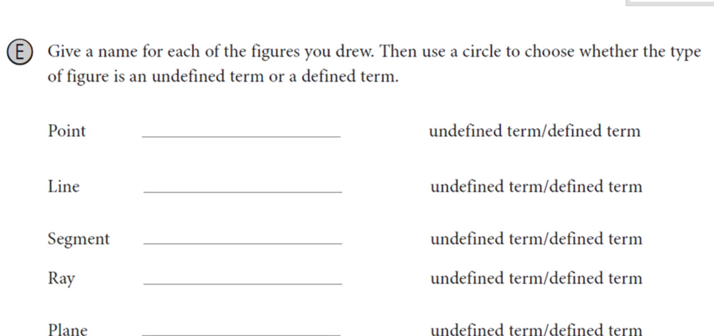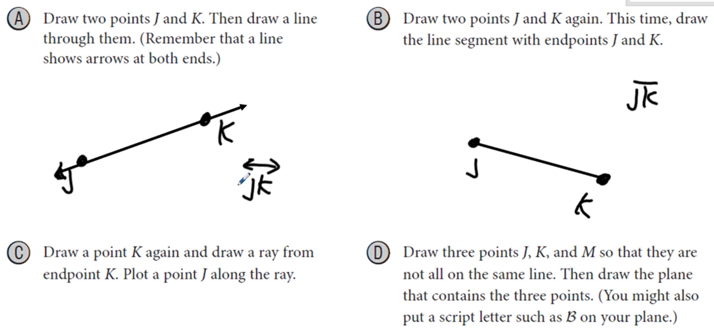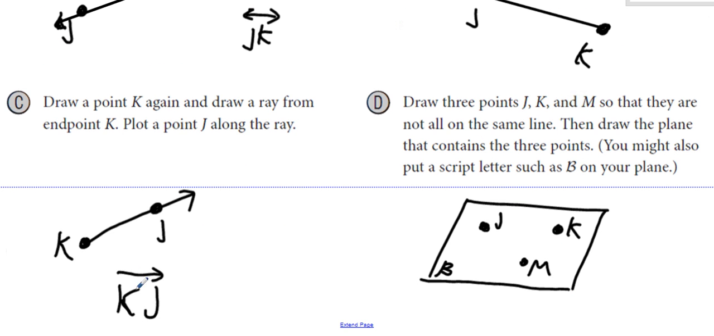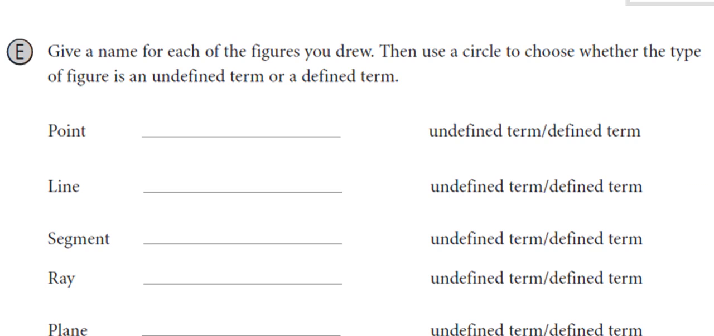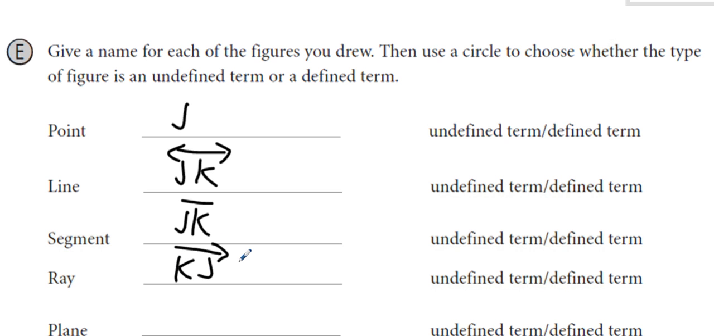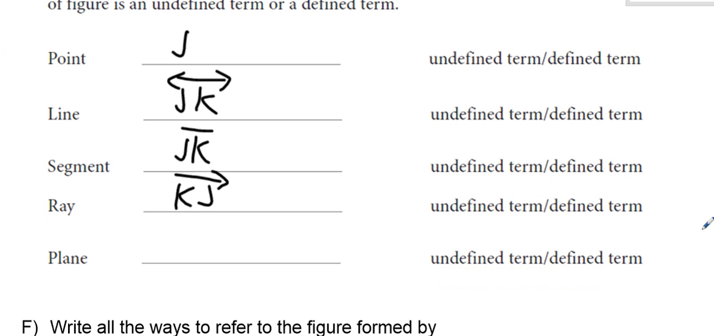It says give a name for each of the figures you drew. So we actually were doing that as we went through. We had line JK, segment JK, ray KJ, and plane B or plane JKM. So we named them as we went. We had point J, we had line JK, we had segment JK, we had ray KJ, remember it started with K, and we had plane JKM.